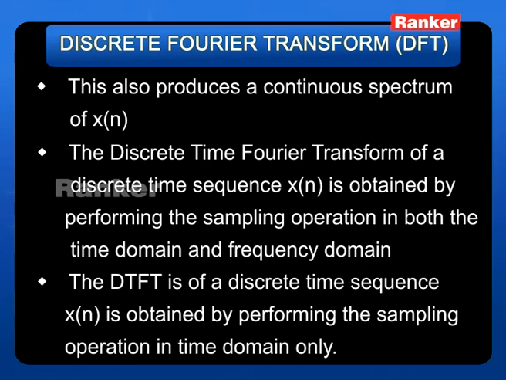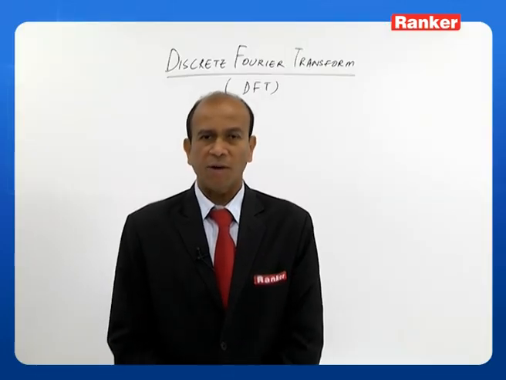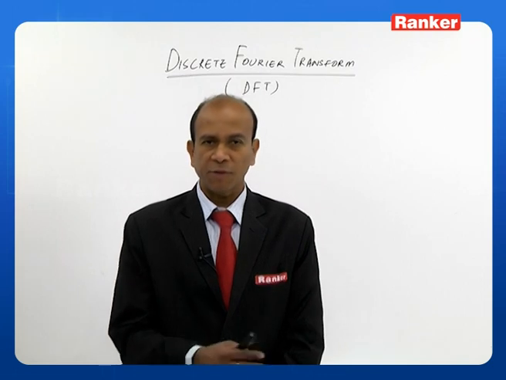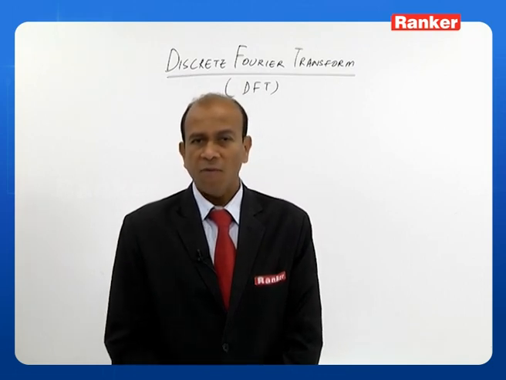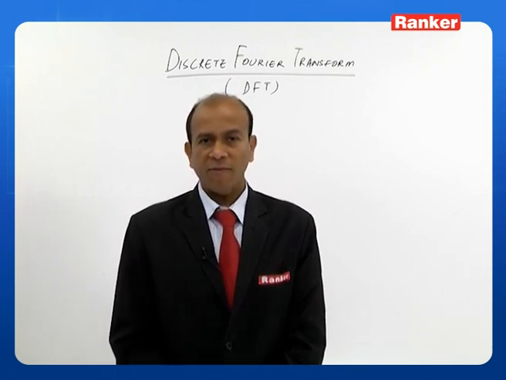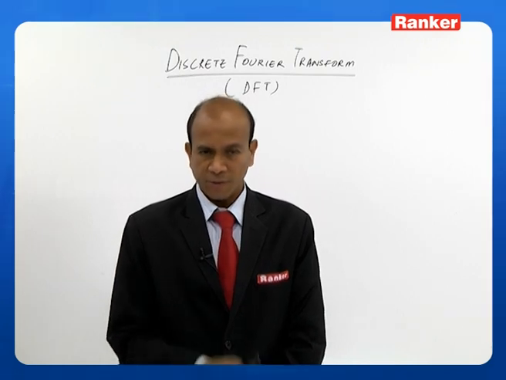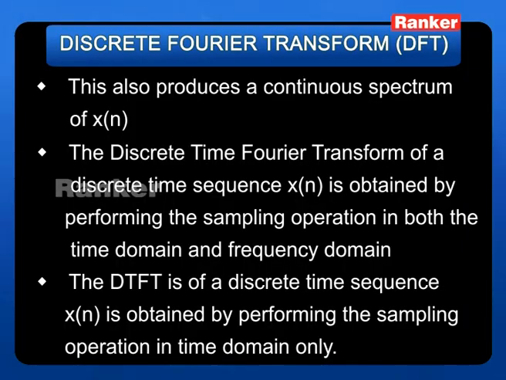domain only. If you remember, we have seen how convolution is done. Convolution again is nothing but where you take the x of n weighed by a certain delta function. So the discrete time Fourier transform of a discrete time sequence x of n is obtained by performing the sampling operation in both time domain and frequency domain. That's very important. And the DTFT of a discrete time sequence x of n is obtained by performing the sampling operation in time domain only.